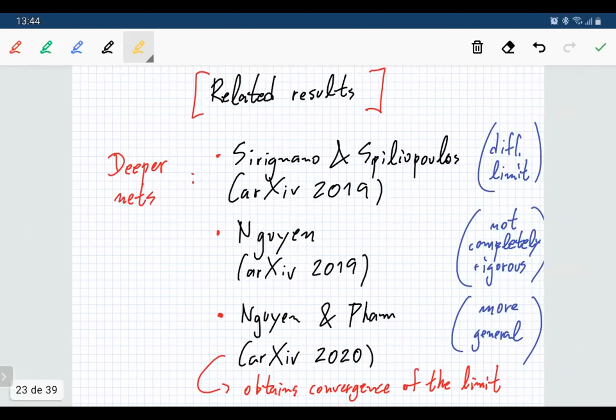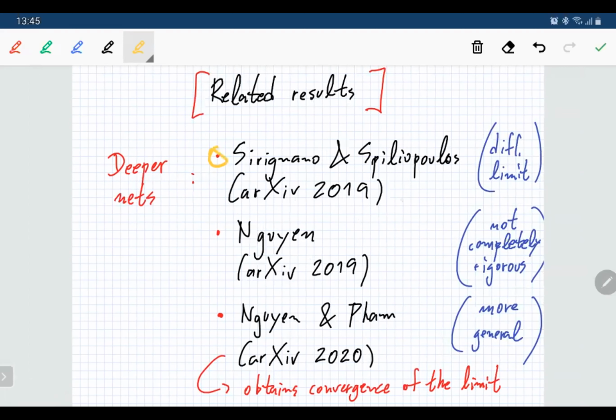For deep nets, there had been previous work as well, including by Sirignano and Spiliopoulos, another one of the speakers, by Nguyen and Pham. So the first paper here considers a different kind of limit, where in some sense you're sending the number of neurons to infinity, but layer by layer.